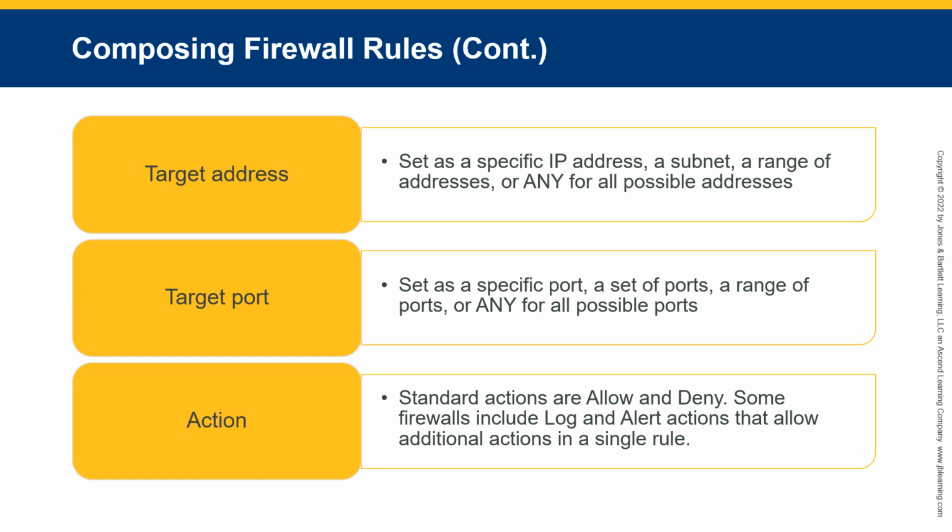The next one is your target port. Your target port can be a specific port, a set of ports, a range of ports, or any. This is usually where you define, like, if it's HTTPS, you're going to say 443. If it's HTTP, you're going to say 80. If it's DNS, you're going to say UDP 53, or port 53.